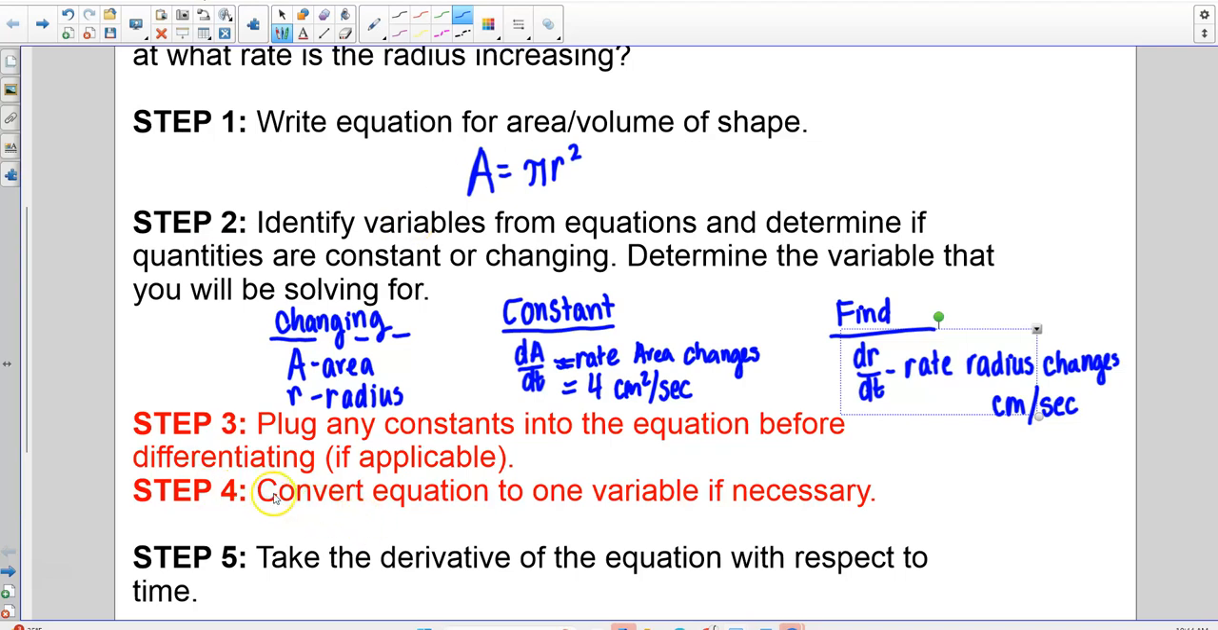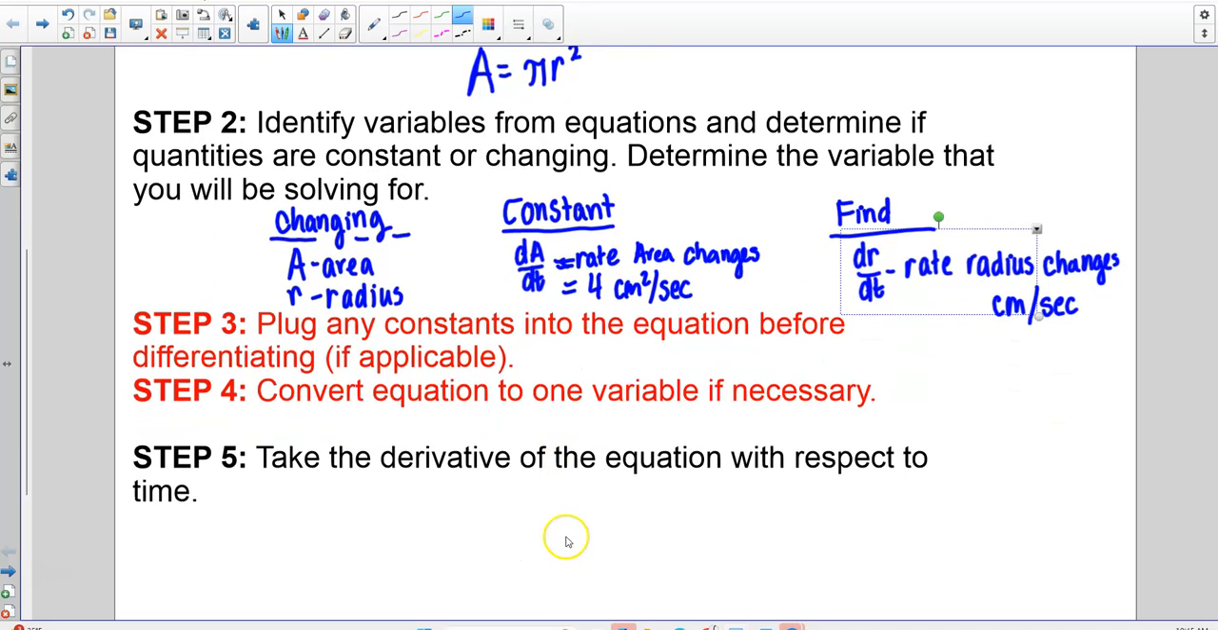And then you're going to convert the equation to one variable if necessary. My equation is, I guess technically that's two variables because it's A equals. What I mean is one variable on each side. So A equals pi r squared. I only have one variable there, r. So I don't need to do that in this problem either. That makes this a little bit of an easier problem for us to start out with, and we'll see some examples where we have to do these things in a minute.